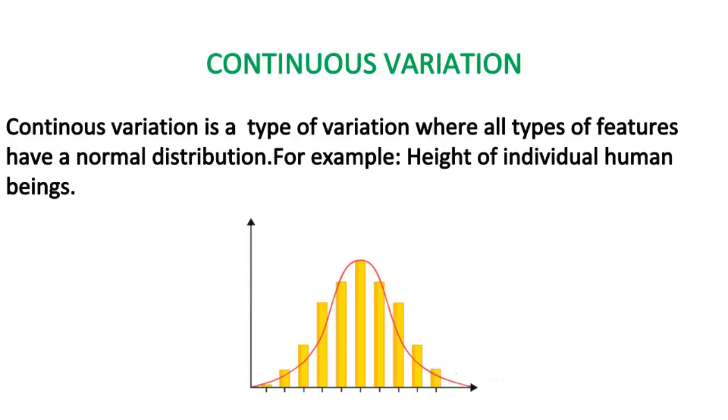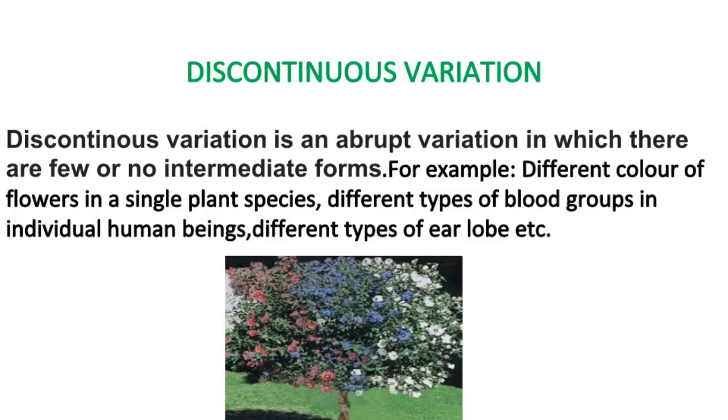Continuous variation is a type of variation where all types of features have a normal distribution. For example, the height of individual humans. Discontinuous variation is an abrupt variation in which there are few or no intermediate forms. For example, different colors of flowers in a single plant species, different types of blood groups in individual human beings, and different types of earlobe.